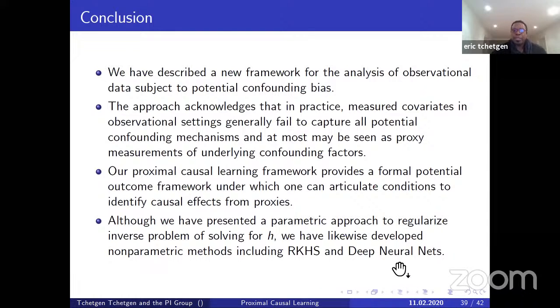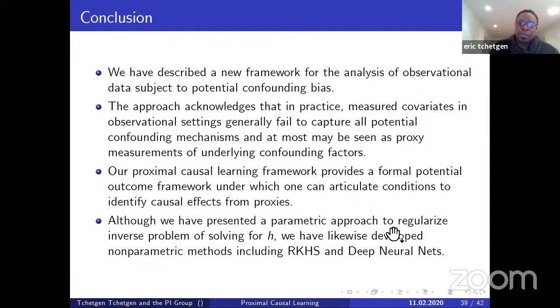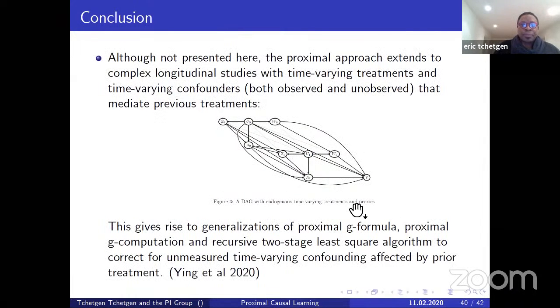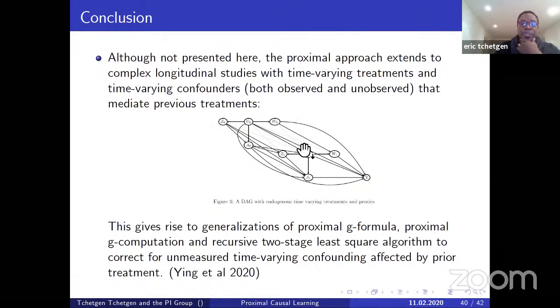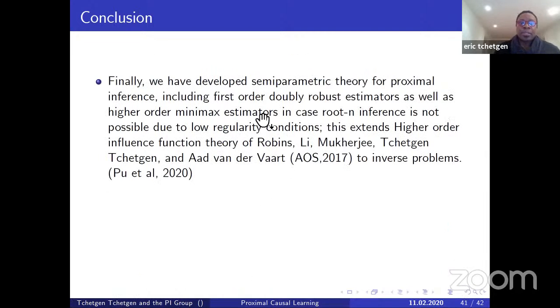We've used reproducing kernel Hilbert space and deep neural nets as well in ongoing work, and they seem to work quite well. You just have to be careful how you use them. As I mentioned, you can extend this to complicated panel data where you might have time varying treatment. I did 2 time points here. I have A0 and A1. I have time varying unmeasured confounding, U0, U1, some of which, U1, is on the causal pathway of the prior treatment. And so this is a complete mess. This is the most complicated longitudinal data you can ever encounter. And it turns out everything extends to this setting quite nicely.